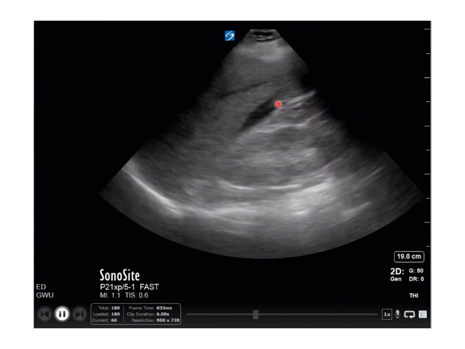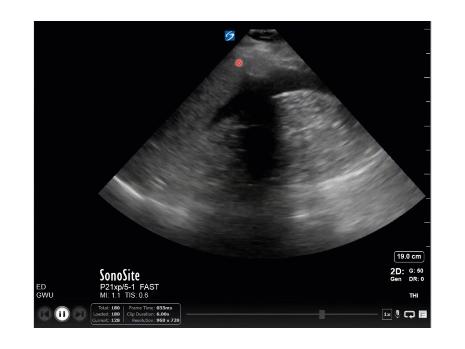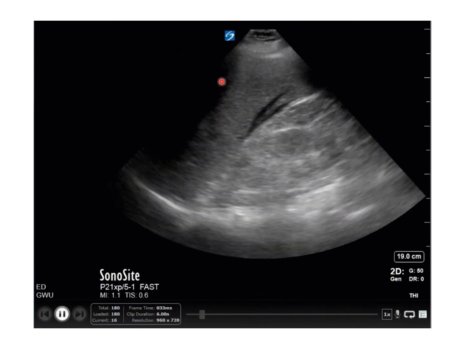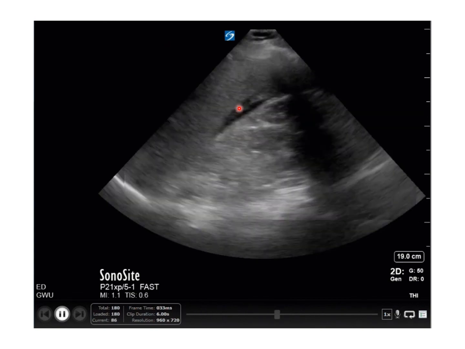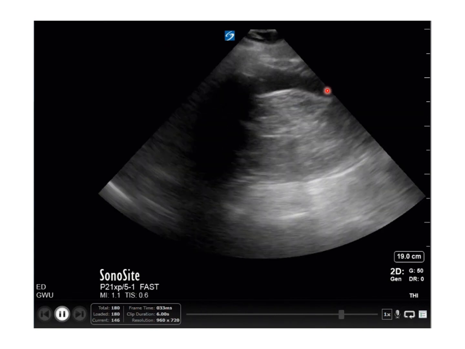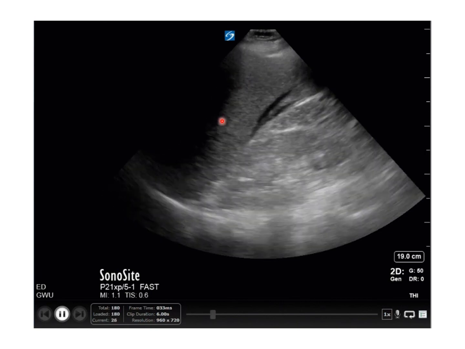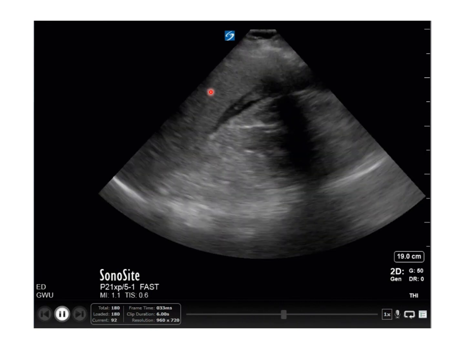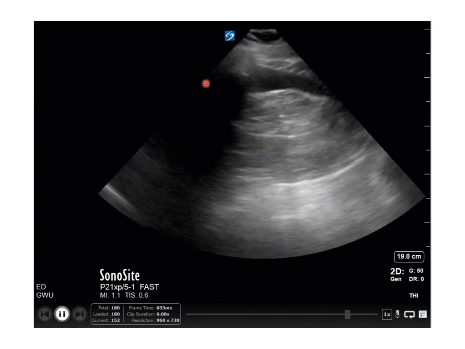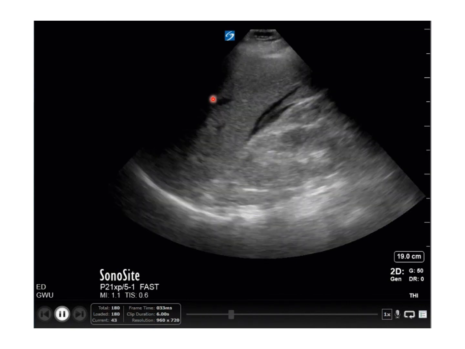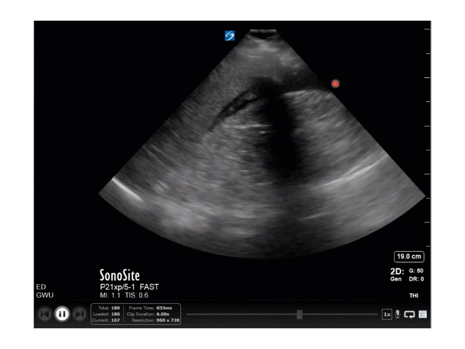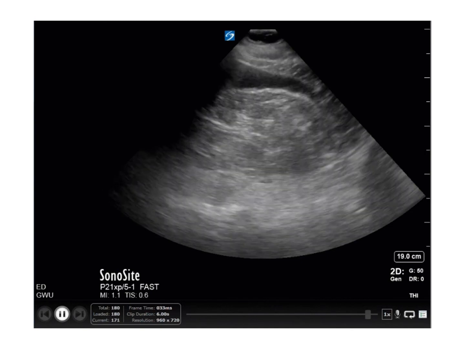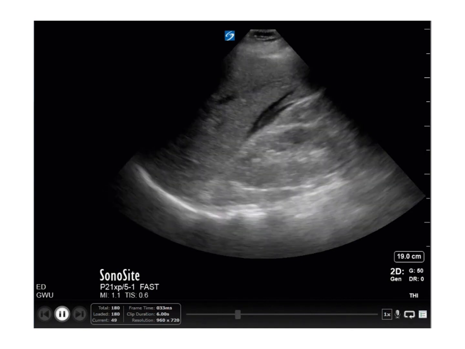All right, so this is right upper quadrant. Here's kidney and liver. And you can see some free fluid here. The other clue to distinguish the liver from the spleen is that you can see some blood vessels in the liver here at the very start of the clip, and the spleen doesn't have any visible blood vessels.